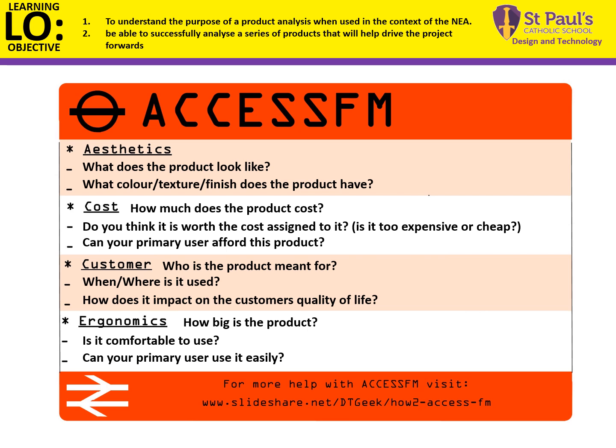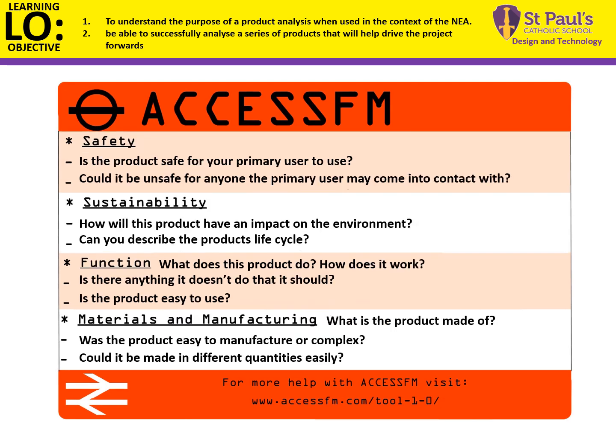So things like describing what the product looks like. Now, you will have photos and videos, but it's always really helpful to give a written description relating to your primary user. How much does the product cost, and do you think it's worth the cost that's being given to it? Who is it meant for? How big is the product? Is it comfortable to use? Is it safe for your primary user to use? Is it going to have an impact on the environment? What does it do? That's a really important one, because sometimes when we look at a product, we cannot understand what it does just from a picture. However, if you have got a video, that will go some way to helping you describe that. And looking at the materials, what is it made of? Do you think it was easy to manufacture?